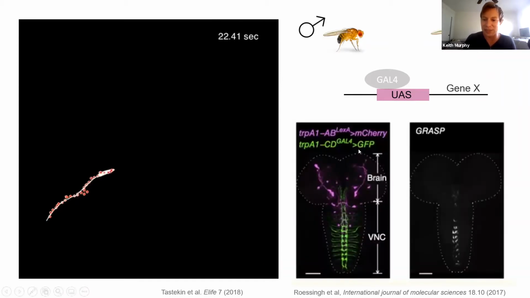Here you can see that using this system, you can genetically label specific cell types in the brain or the ventral nerve cord, shown by these two different colors here. And you can actually differentiate them by using a series of different promoter systems.